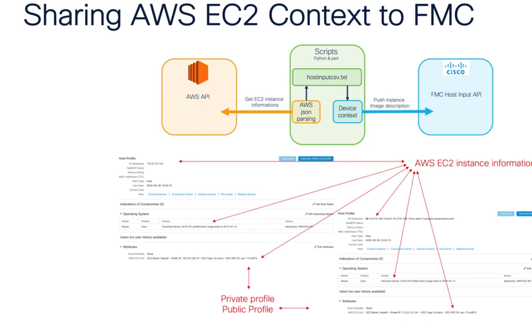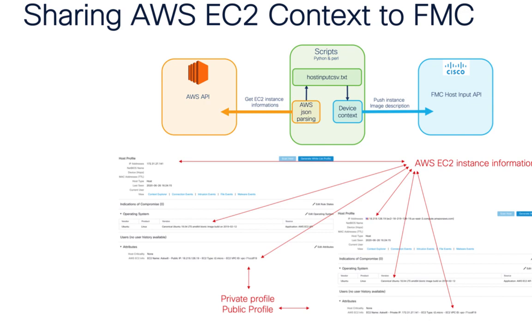So same thing happened here. There's a Python wrapper around the Perl script that was already created by someone else. It gets the information on the API side from the AWS EC2 instance context, and then sends that to the host profile, or the host input API, on FMC. As you can see, there's a lot of information that gets populated by the script, whether it's the operating system, or maybe some attributes, as I said.